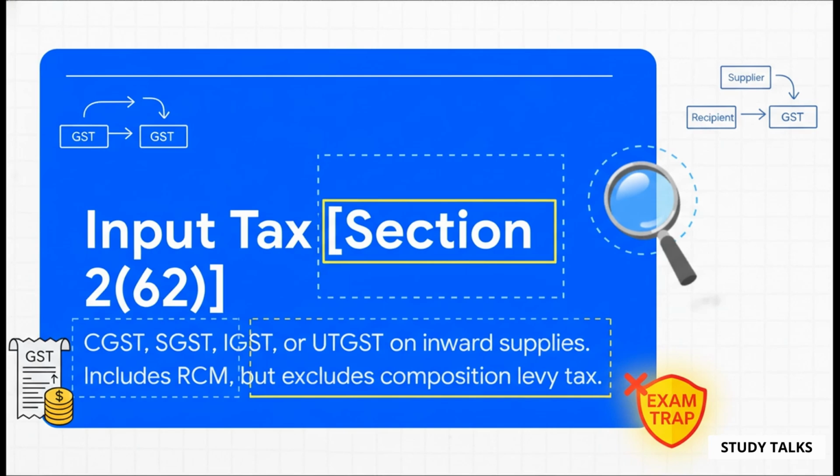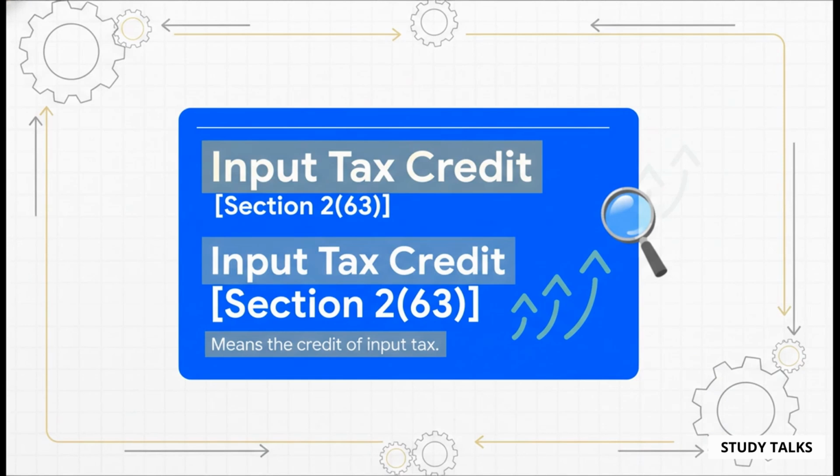Remember, a composition dealer can't give you a tax invoice, which means you can never ever claim ITC on a purchase from them. And that brings us to the big one, input tax credit. After all that buildup, the definition is beautifully simple. It just means the credit of the input tax we just defined. It's that amount sitting in your electronic credit ledger that you can use to pay your future tax bills.